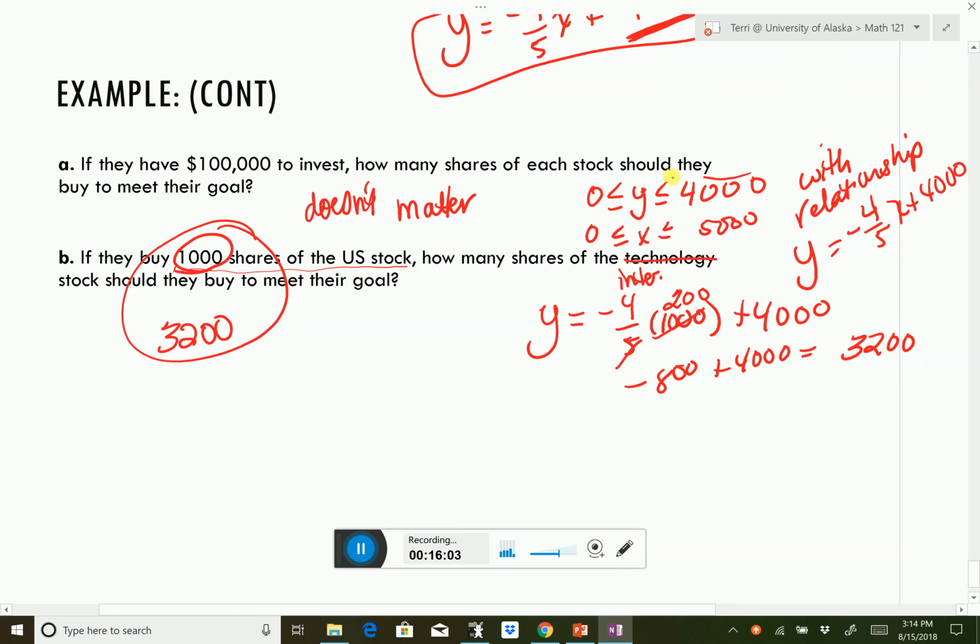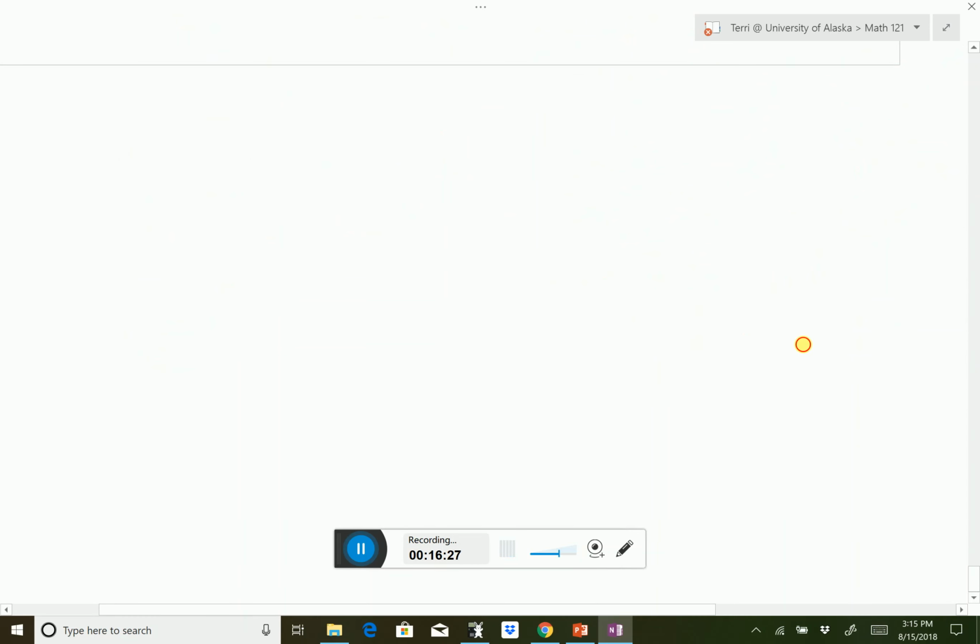So as long as I buy less than this amount. But if you see what I mean, what if I bought 5,000 of x? Then I would buy 0 y, right? So I can buy 0 y and 5,000 of x. I can buy 4,000 of y and 0 of x, or anything in between, as long as it has this relationship. And that's all for this one.